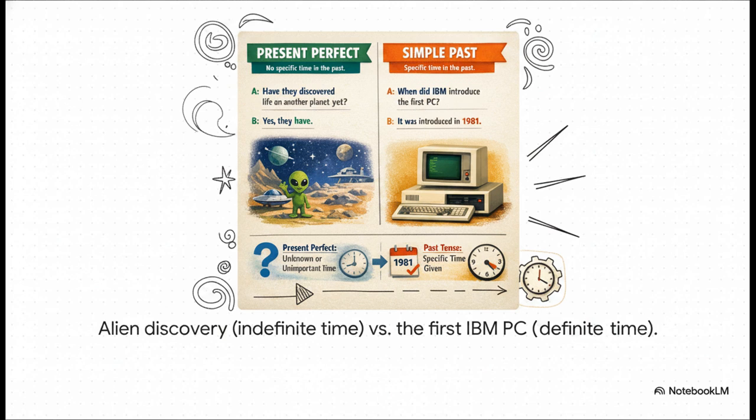On the left, you've got this idea of discovering life on another planet. I mean, that could have happened anytime. The exact moment, not really important. But then you look over on the right, the first IBM PC. Bam, that's a specific event. We know exactly when it happened, 1981.